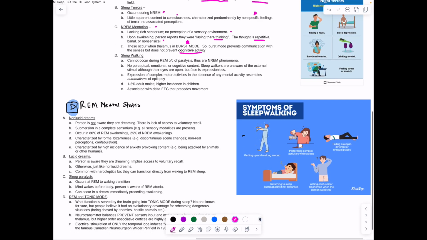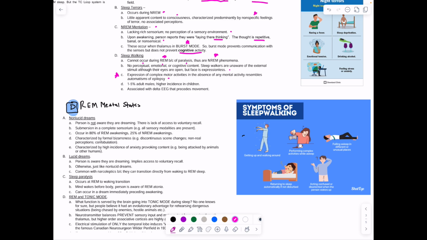And then sleepwalking cannot occur in REM because of paralysis. So these are non-REM phenomena, with no perceptual, emotional, or cognitive content. Sleepwalkers are unaware of external stimuli, although their eyes are open and their face is expressionless. Expression of complex motor activities in the absence of any mental activity resembles automatisms of epilepsy.